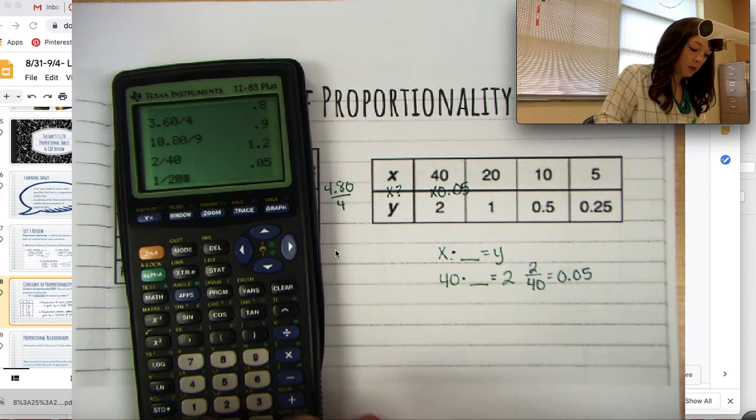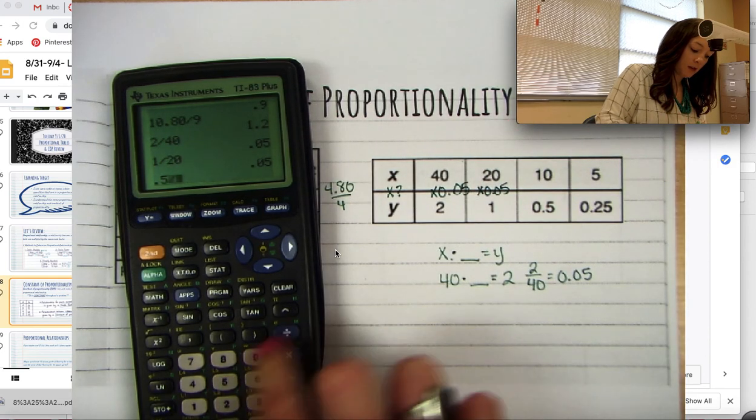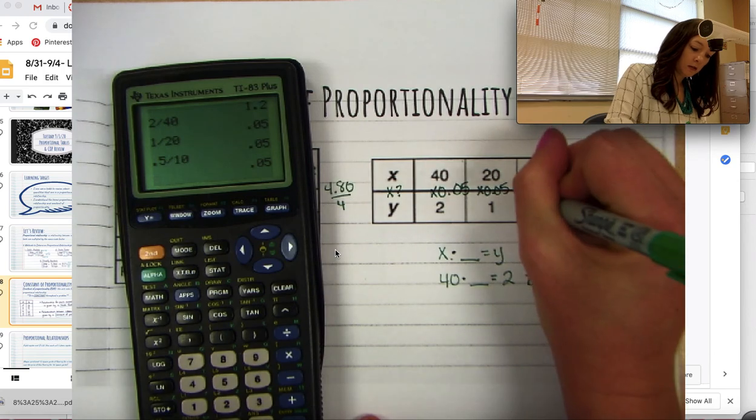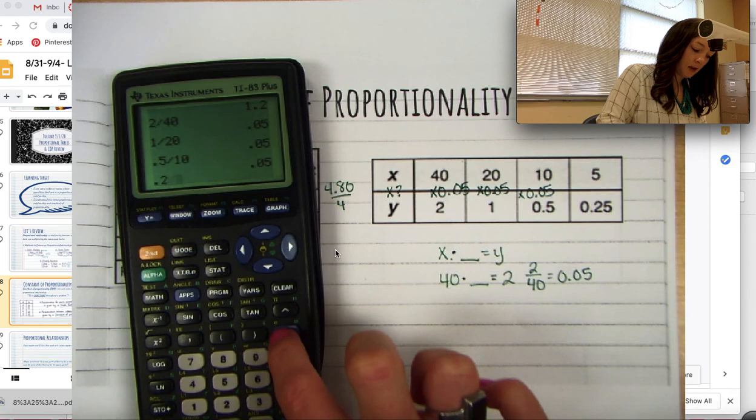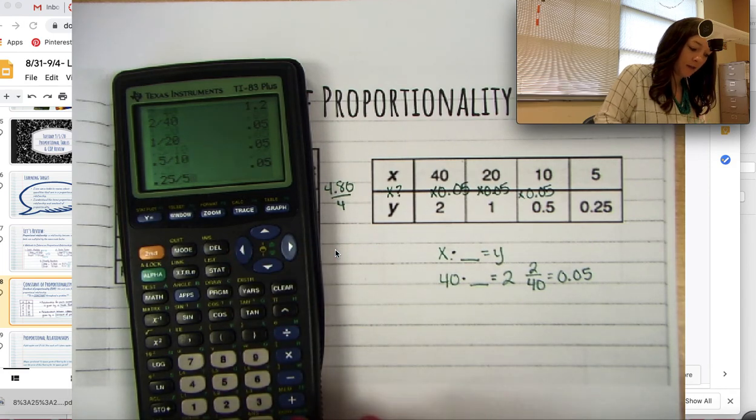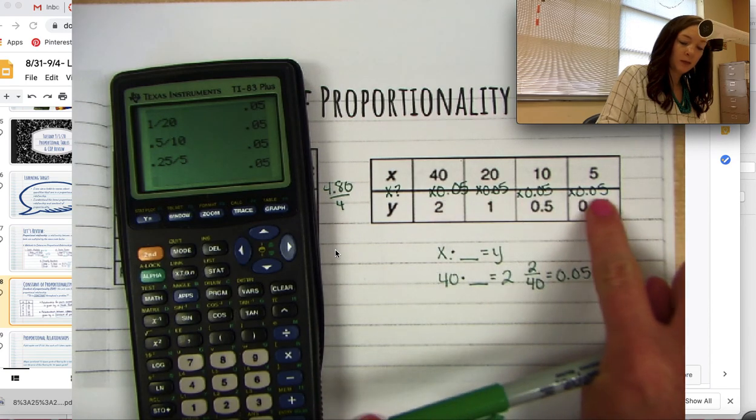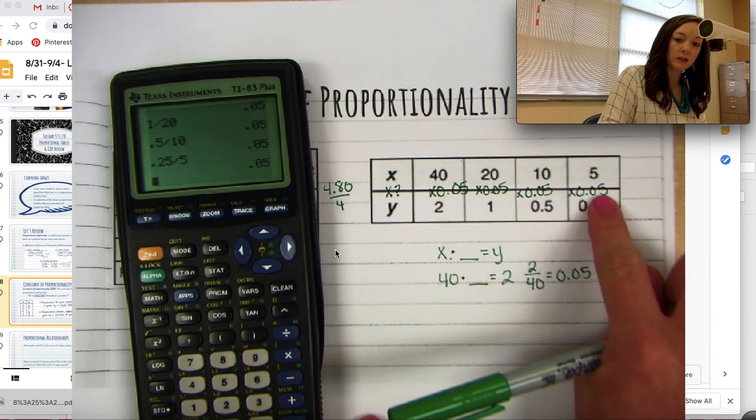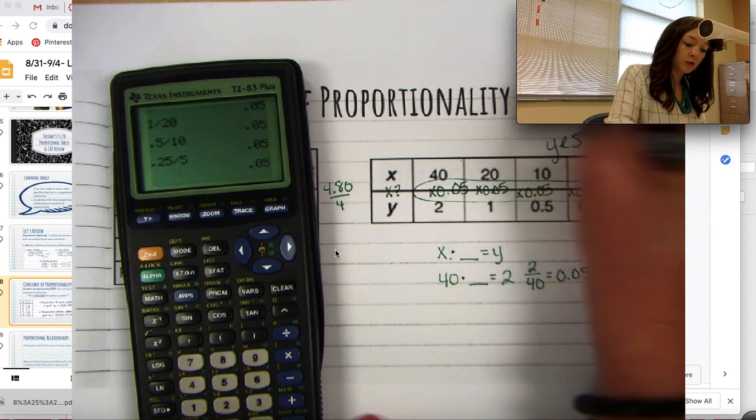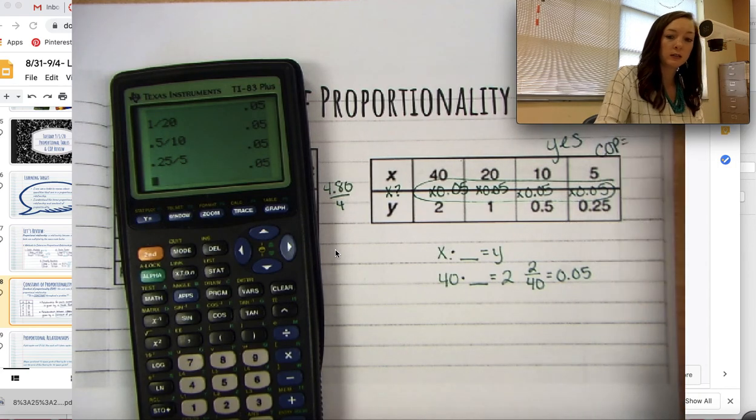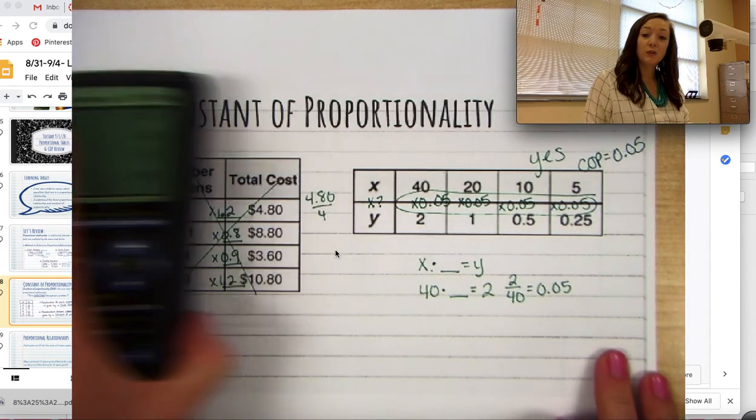1 divided by 20, 0.05. 0.5 divided by 10, 0.05. 0.25 divided by 5 is 0.05. Are you multiplying by the same scale factor from x to y in every section? You are. So, yes, it is proportional, and the COP, or constant of proportionality, is 0.05. That's all you have to do.